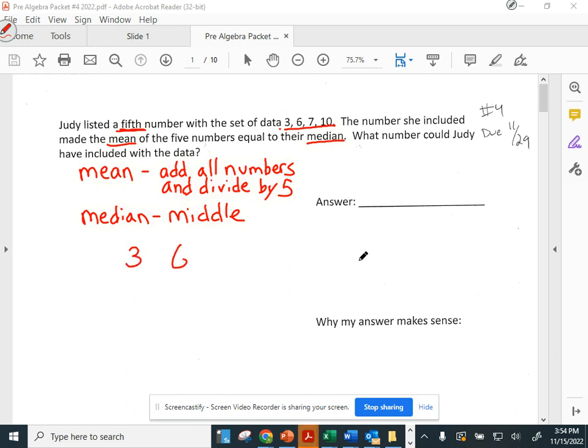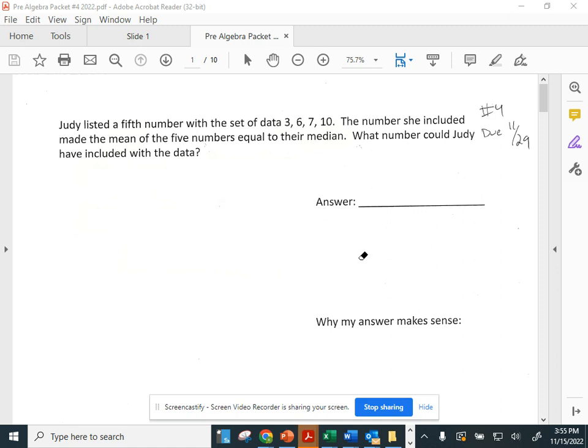So she has 3, 6, 7, and 10, and let's say you add a 12 onto there, the median is 7. So your mean would have to equal 7. If you add them all up and divide by 5, it would have to equal 7. So you're going to have to do some guessing and checking on this one, making sure that whichever number you add, if you add it on the right-hand side, 7 is going to be in the middle. If you add it on the left, then 6 is going to be in the middle. So make sure your mean equals the median. So that one's going to take a little bit of guessing and checking on your part.